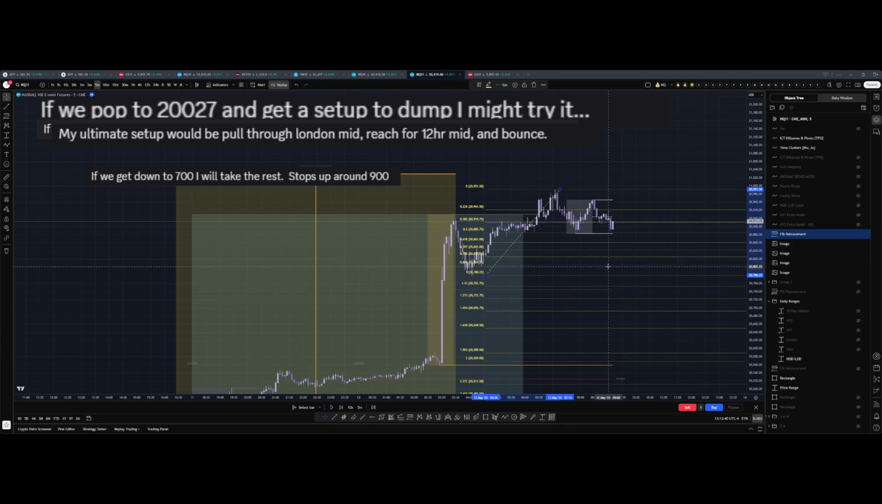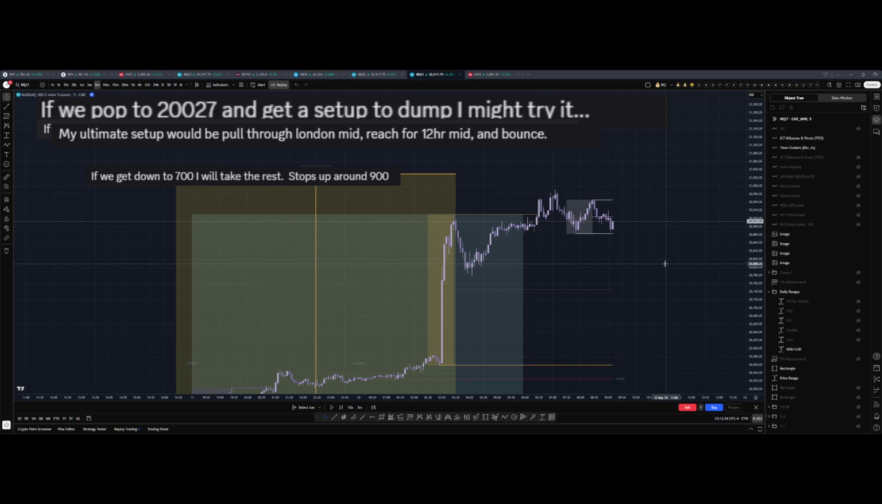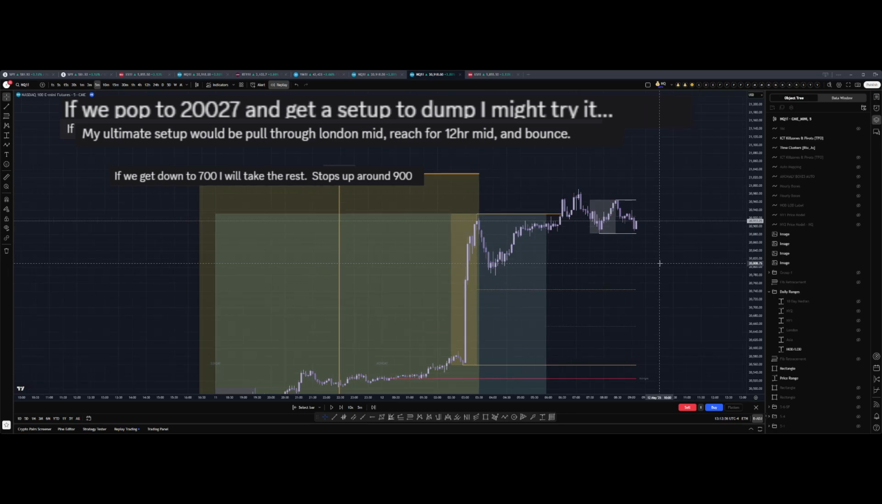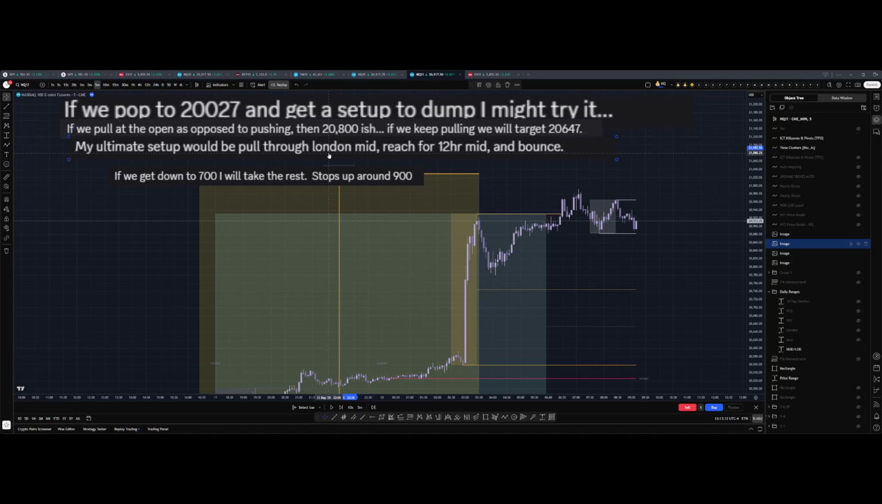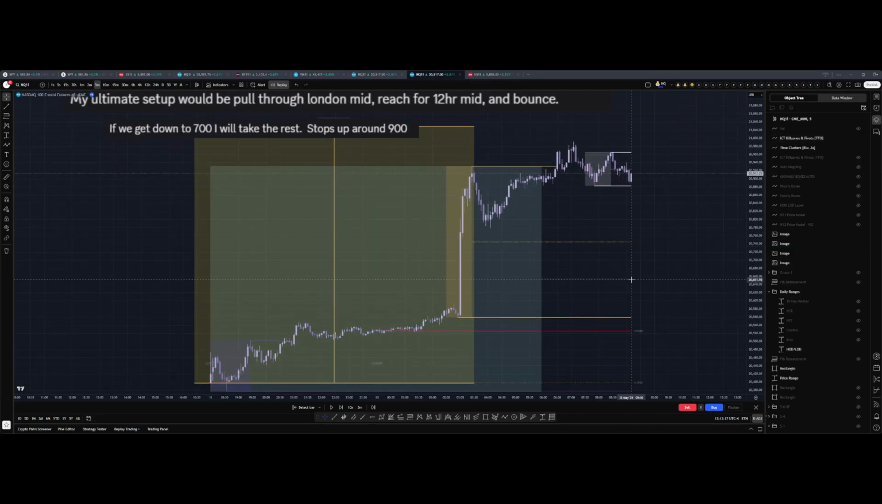There's also down here, and especially down in here, right around the middle of this London session, there's a large imbalance, a buying imbalance in there. And if you don't know what that is on an actual footprint chart, that's something you can either read up on. I'm not going to explain what that is. So that's the area that if it's going to try to pull through, it's going to dig into as much of that money as it can before it bounces, right? So the ultimate setup here, pull through the London mid, reach for 12-hour mid and bounce. London mid here, 12-hour mid here.